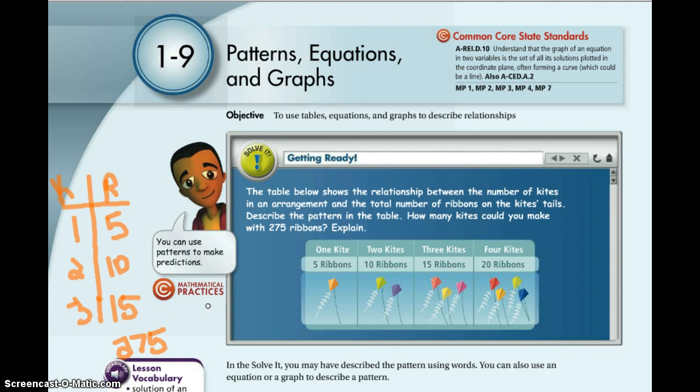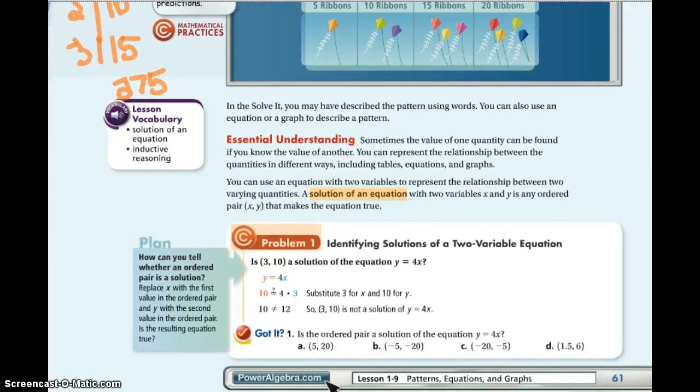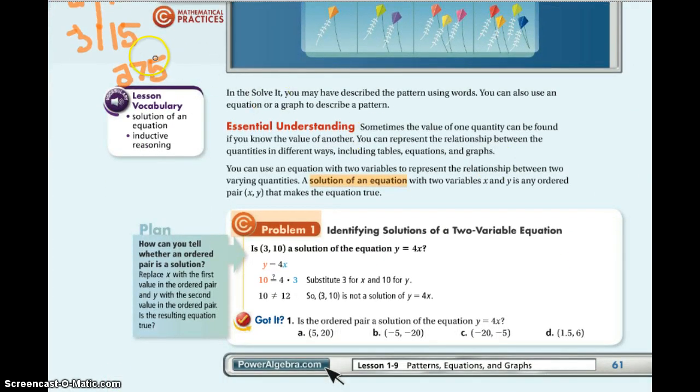So that's why in this section we're trying to get you to recognize that we can take patterns and translate them into equations. And then we can use those equations. Those equations can be extremely helpful when trying to make predictions or when we're trying to make these crazy calculations to figure out how many kites I need for 275 ribbons.